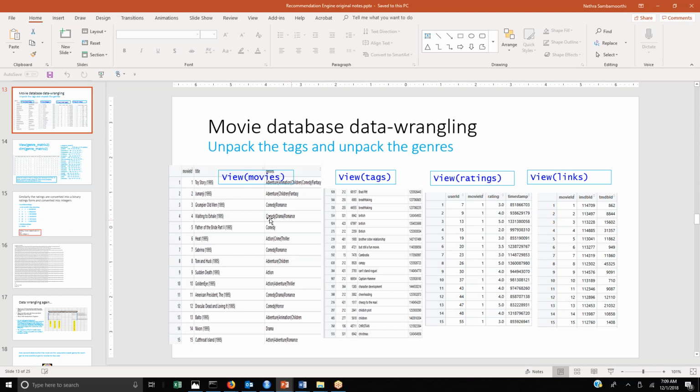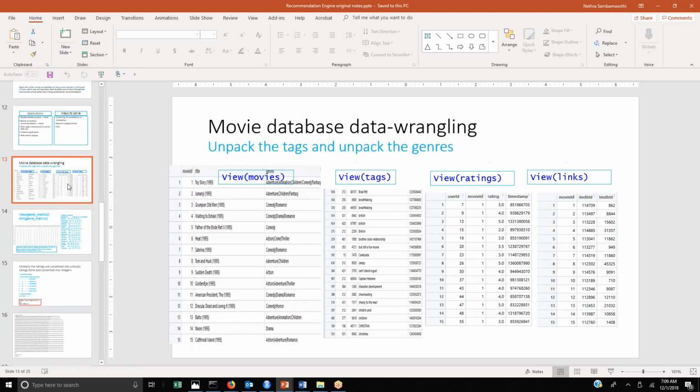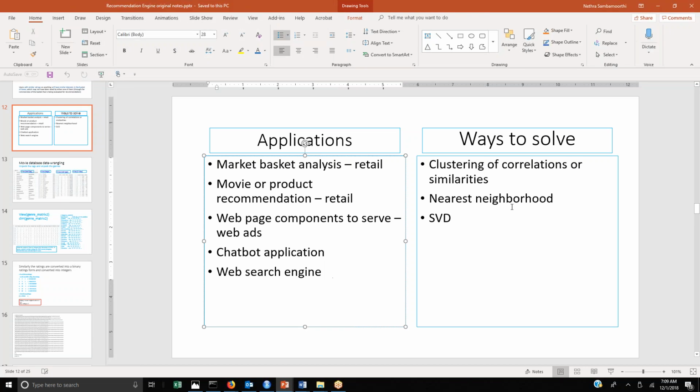All right. So we have the movie database. The movie database is a common one, but it can be applied in many ways: market basket analysis, retail, movie and product recommendation, web page components to serve, chatbot applications, web search engine, all kinds of things. The ways to do it are clustering of correlations or similarities, nearest neighborhood, and SVD. These are the most common ways.